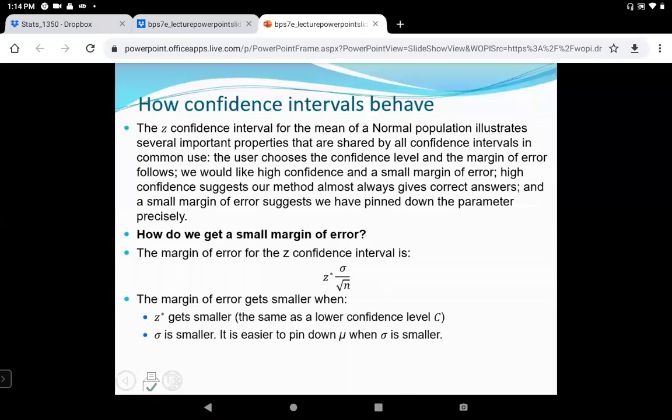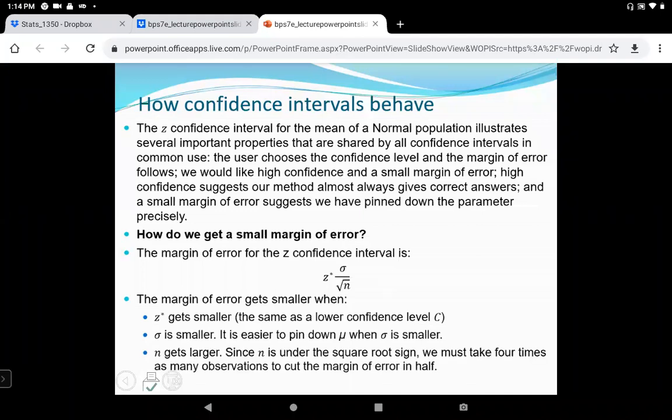Or when sigma is smaller. It's easy to pin down mu when sigma is smaller, but sigma is given to us, so we can't control that one. Or if n gets larger. Since n is in the denominator, when everything else stays the same and the denominator grows, then the fraction itself shrinks. Think of your measuring cups. A half is larger than a third, which is larger than a fourth, right? So the larger the number in the denominator of your measuring cups, the smaller the size of your measuring cup.